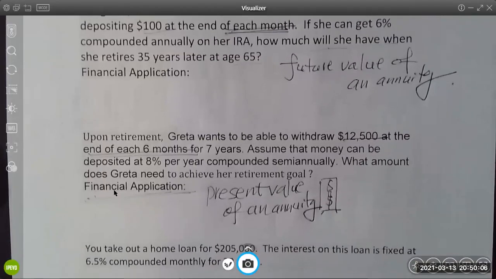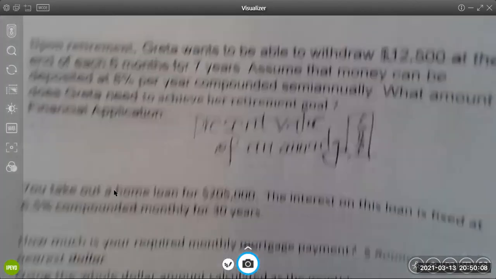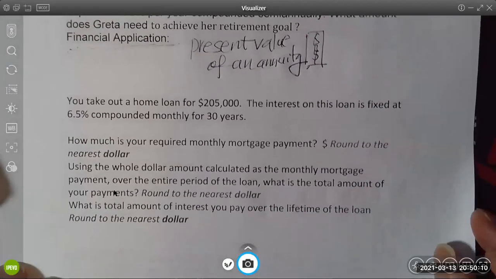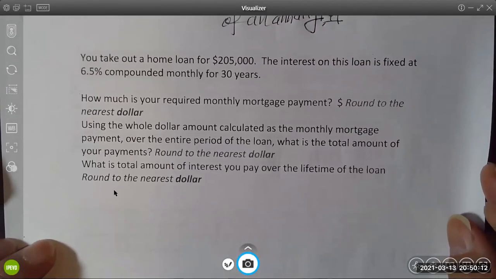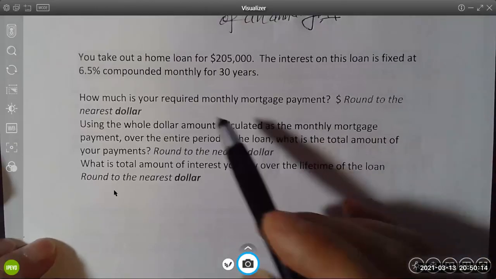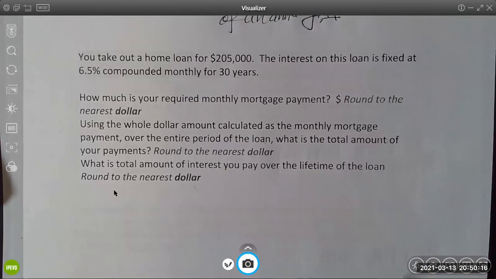Okay. Now, last one. This is a long one. 3 questions, it looks like. Yeah, 1, 2, 3. Okay. You take out a home loan for $205,000. The interest on this loan is fixed at 6.5% compounded monthly for 30 years. And how much is your required monthly mortgage payment?